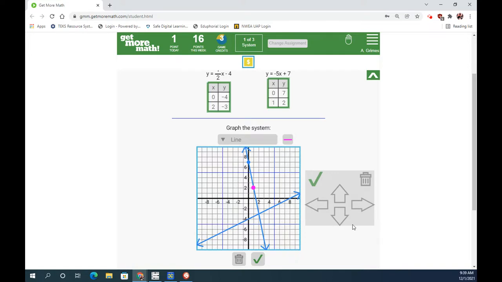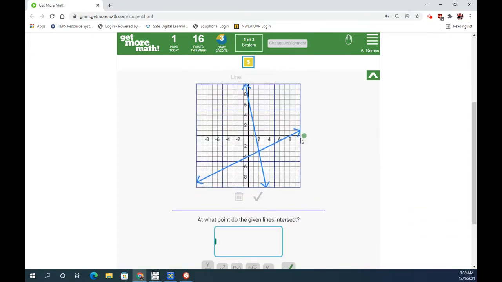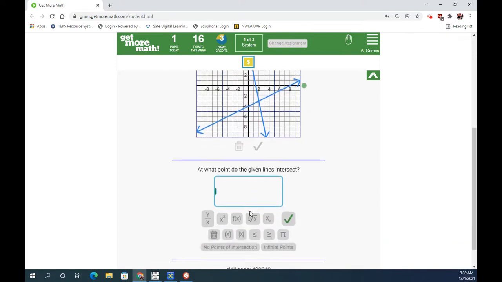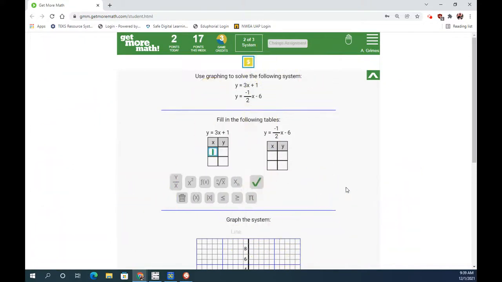So where do those two lines intersect? Oh, wait a minute. First do this. Get that green dot. So where do they intersect? 2, negative 3. Y'all see how to do this? Not too complicated, is it? 2, negative 3. All right, there we go. All right, I'm going to send this to y'all.